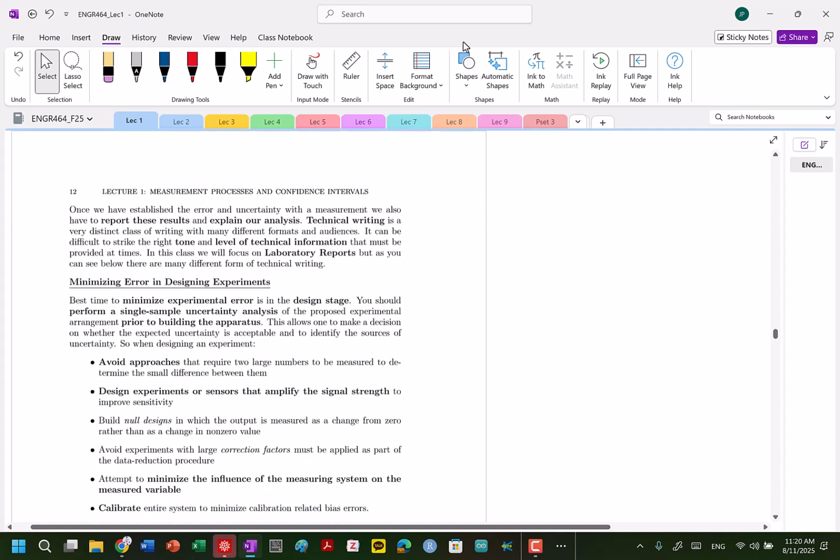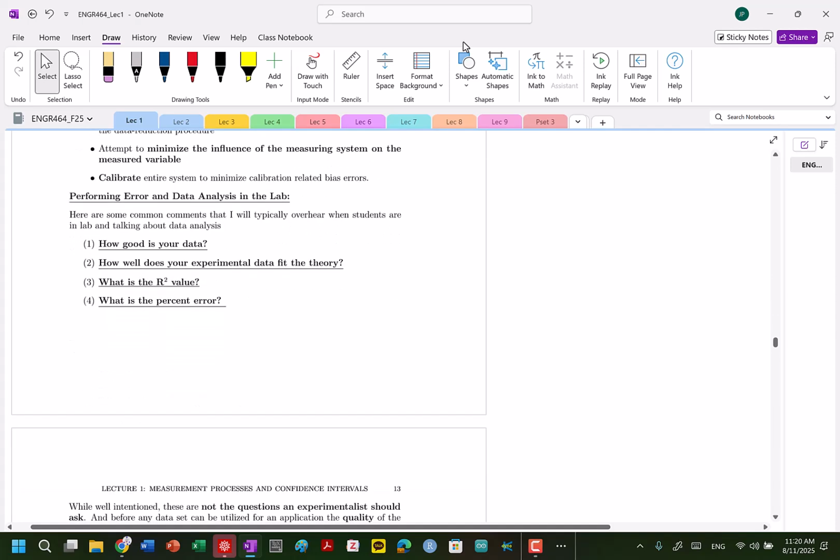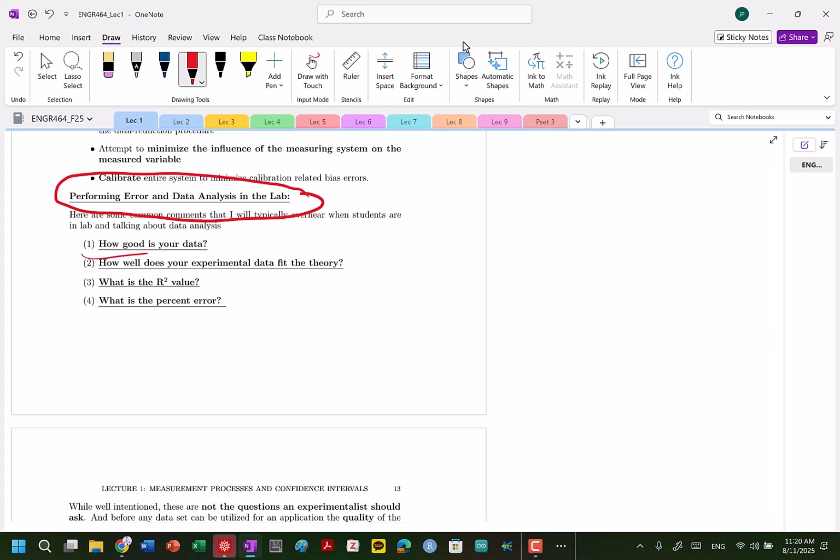We're going to talk about this in just a bit, but I hear these phrases a lot when we're in the lab. How good is your data? How well does your experimental data fit theory? What's the R squared value? What's the percent error? These are well-intentioned questions, and it's good that you're thinking about these things, but these are horrible questions. How good is your data? What do you mean by that? Are you talking about accuracy, precision, uncertainty, how well it's matching theory? Again, good is not a terminology.